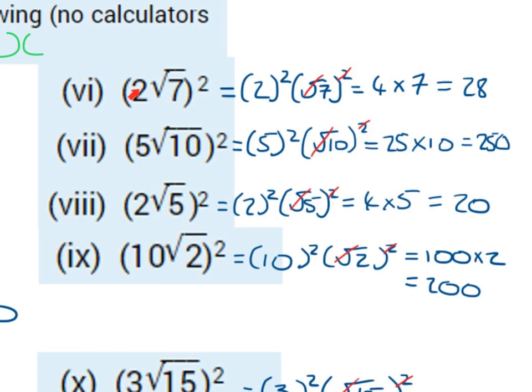Part 6 is 2 root 7 to be squared. So these next few questions are a little bit different to the ones we just saw, because there's a number stuck in front of each of the surds this time. So we're going to square both parts. So the 2, which is stuck in front of the root 7, that will be squared. And then the root 7 will be squared itself as well.